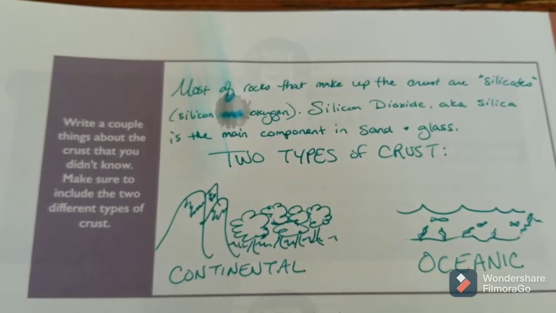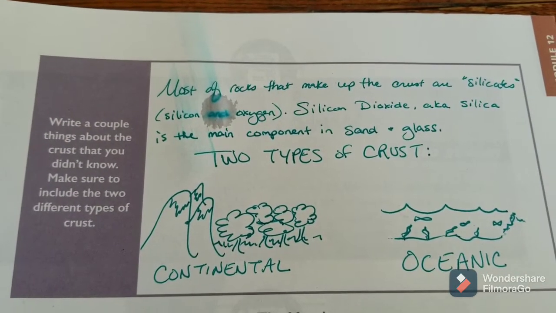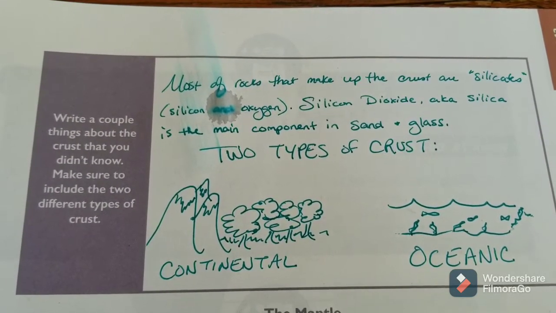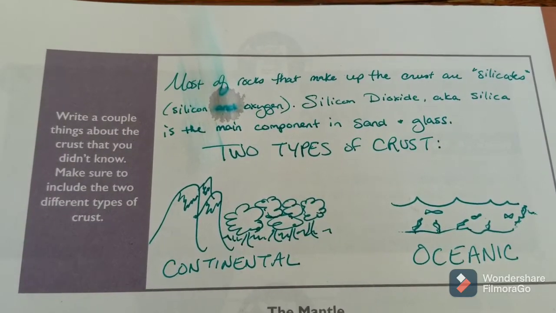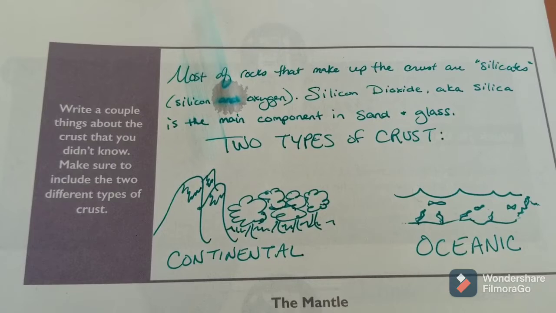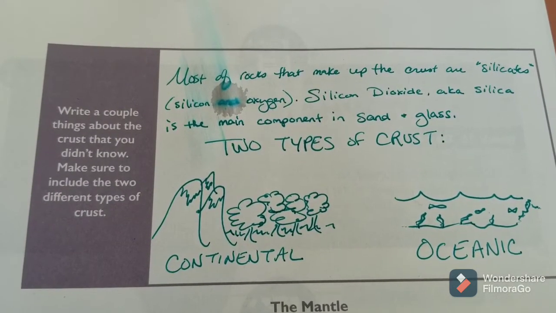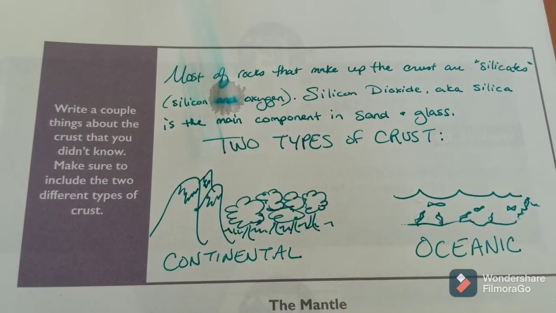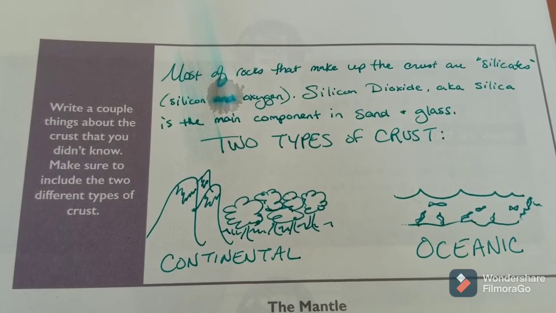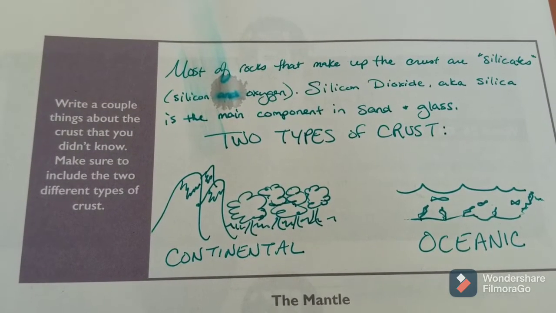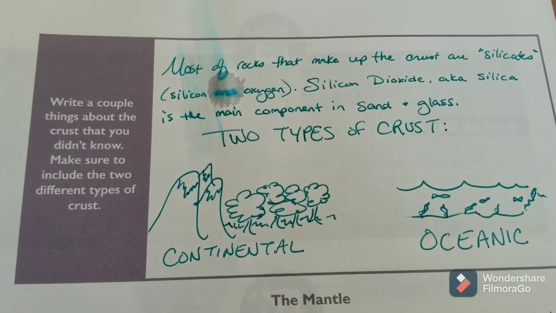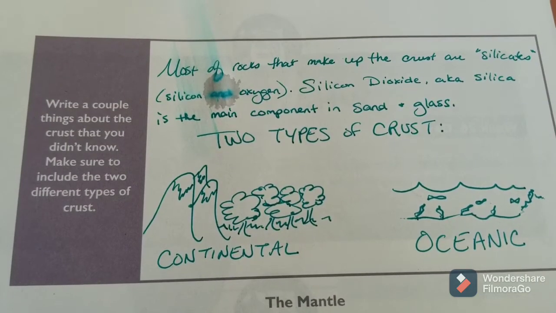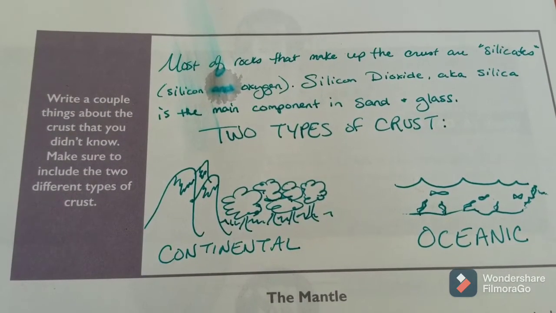Most of the rocks that make up the crust are silicates, which is silicon and oxygen. Silicon dioxide, or also known as silica, is the main component in sand and glass. There are two types of crust, the continental crust and the oceanic crust. So continental is obviously anything that's not ocean. It's underneath the land, and it can be thicker underneath mountains, and it tends to be thinner under oceans, but there's still the crust underneath both.